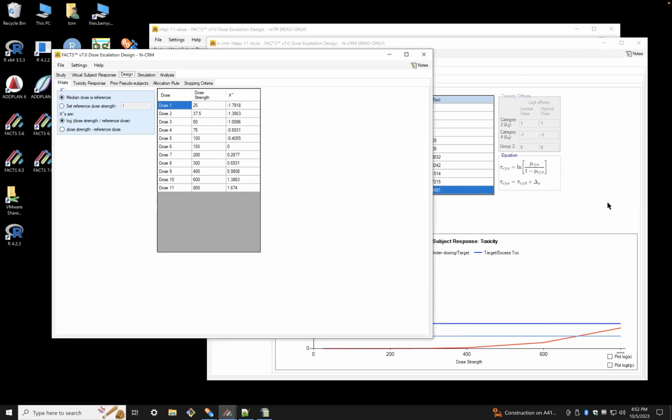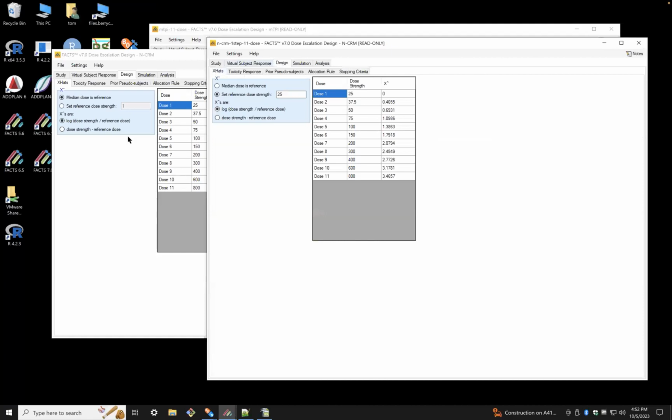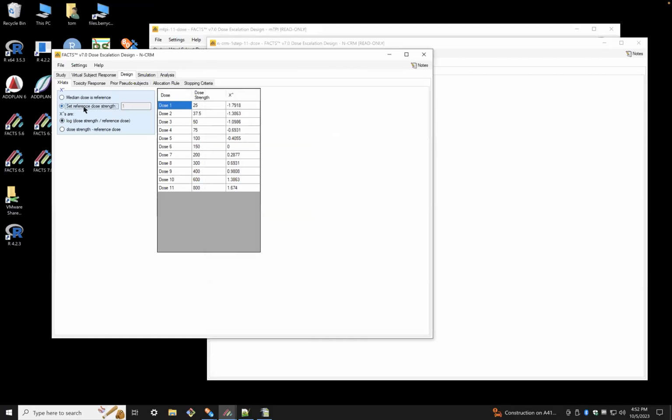Now I think in this example, yes, we set it at the first dose. So we said the reference dose is 25. And then we've said the effective dose strength, we're going to use log of the dose ratio of the doses to the reference dose. So here, the dose intervals are considerably less than 1, 2, 3, 4, 5. You can see these x-hat values. We're stepping up in values of about 0.3, 0.4.